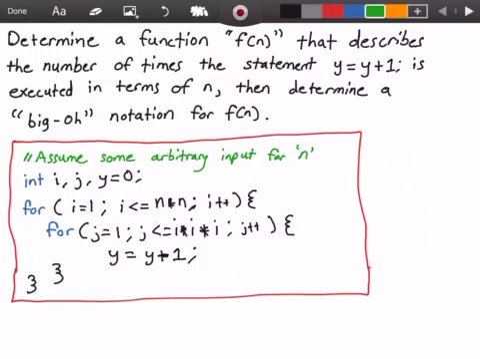First thing we're going to do is assume that there is some arbitrary input for our variable n. Next, we have our i, j, and y integer variables where we set y equal to 0. After that, we have our outer for loop that runs from i equals 1 while i is less than or equal to n times n, and i increments by 1 each time by the statement i plus plus. Within that for loop, we have another for loop that runs from j equals 1 while j is less than or equal to i times i, or i cubed, and then j increments by 1 each time. Within that for loop, we have our statement y equals y plus 1. So let's go ahead and get started and define our function.